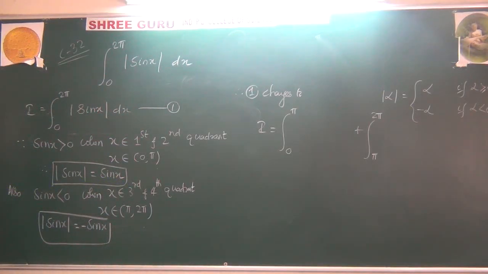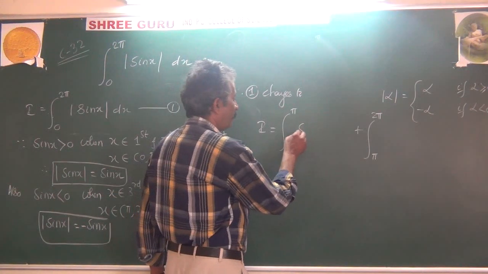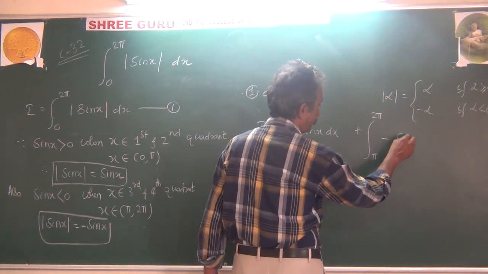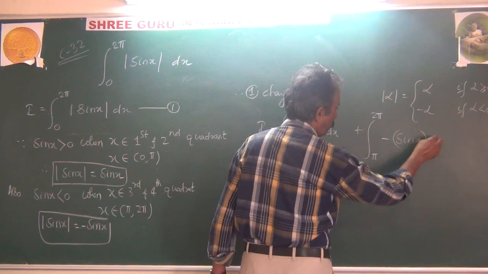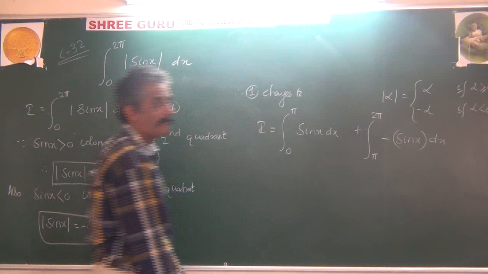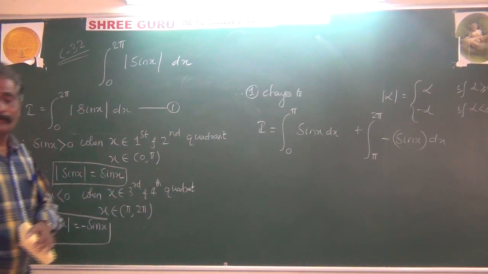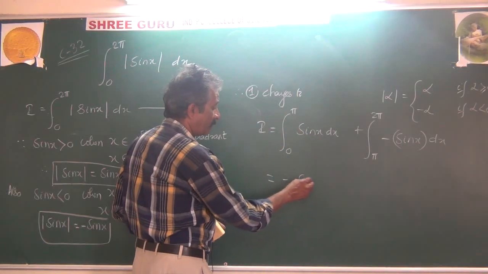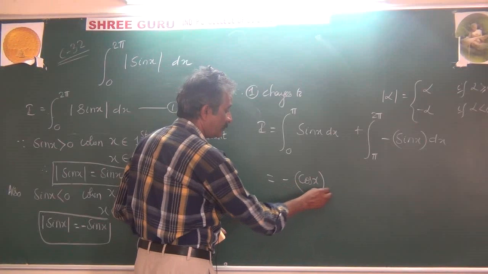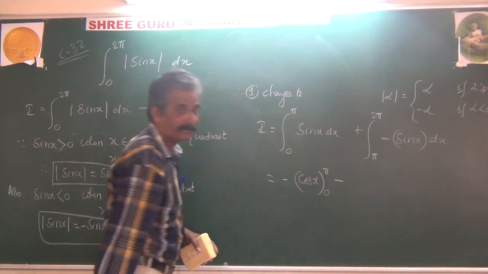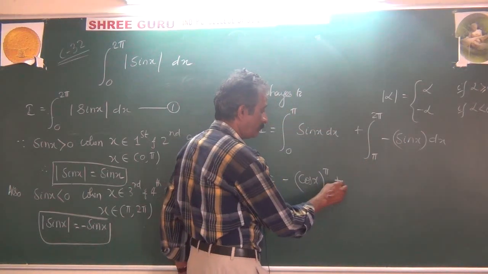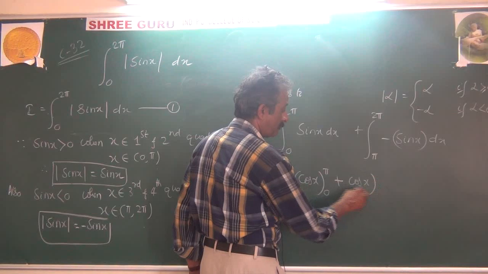In the interval 0 to pi, what is mod sin x? Sin x. Whereas in the interval pi to 2 pi, mod sin x is minus of sin x. Lastly, integration. What is integration of sin x? Minus cos x, limits 0 to pi, minus of integration of sin x is minus cos x, minus into minus will become plus cos x, limits pi to 2 pi.